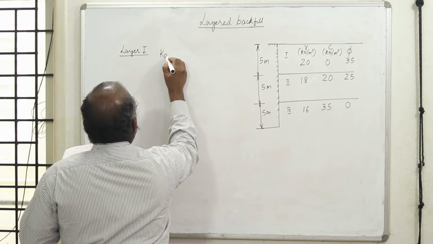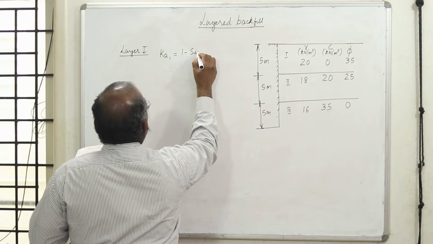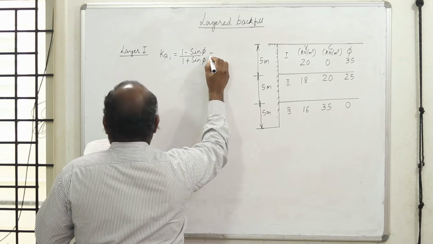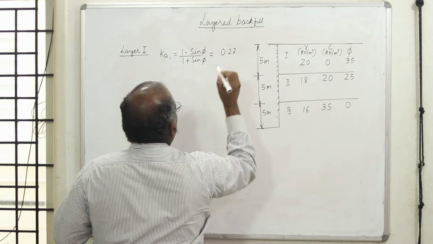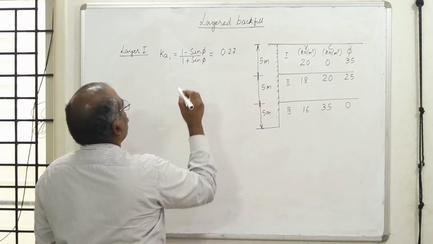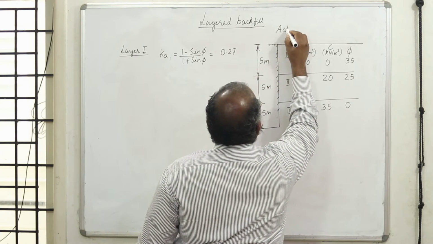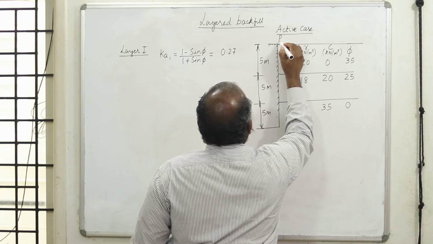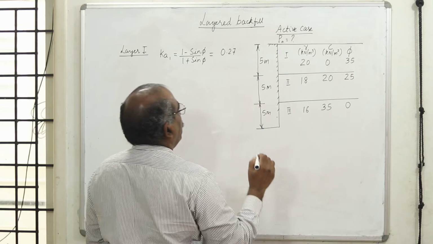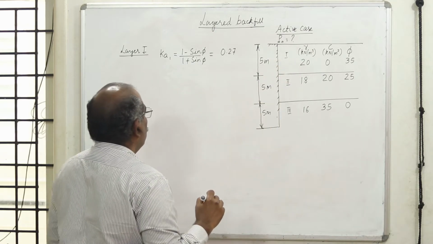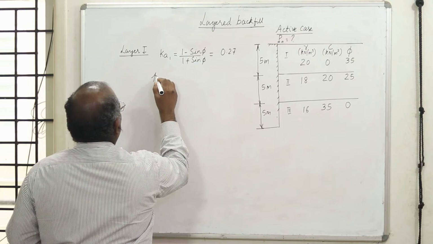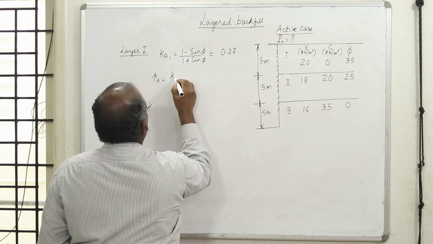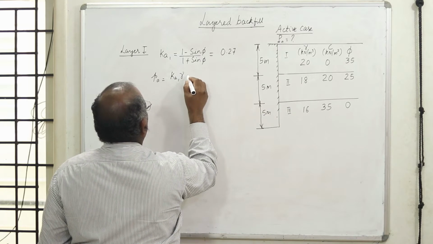Now we have to first find out Ka1, which is equal to 1 minus sin phi by 1 plus sin phi. Considering the active case, we are asked to find out the total active thrust, Pa. Now what is layer 1? It is just cohesionless soil, so Pa is Ka1 into gamma into Z1.